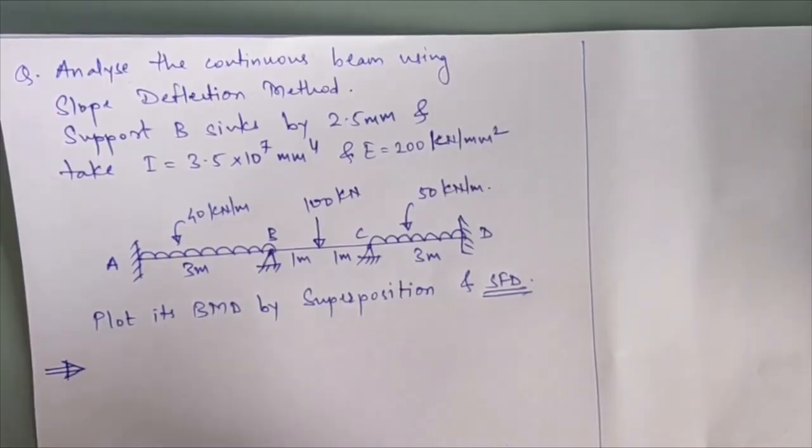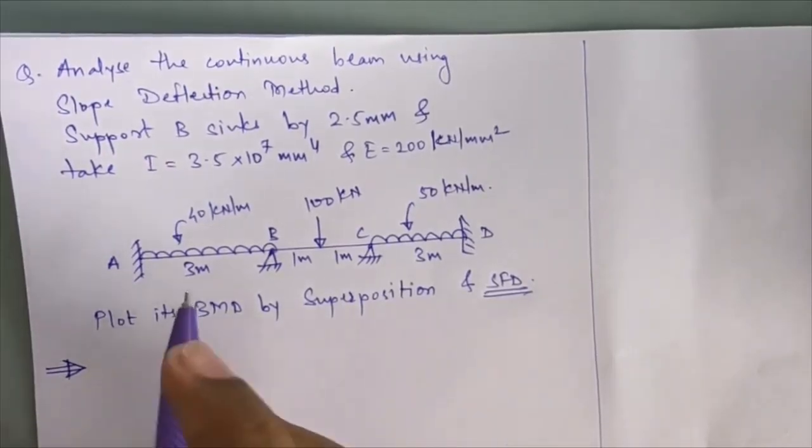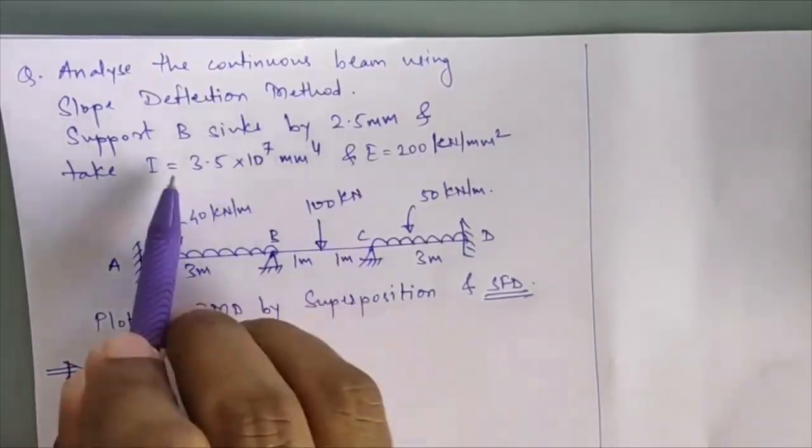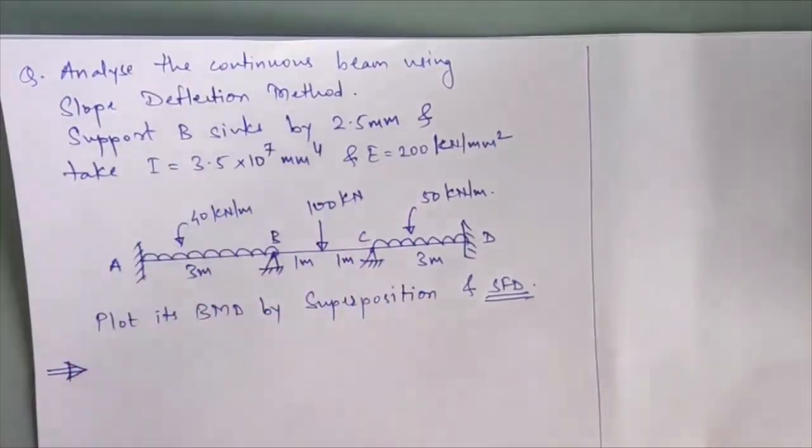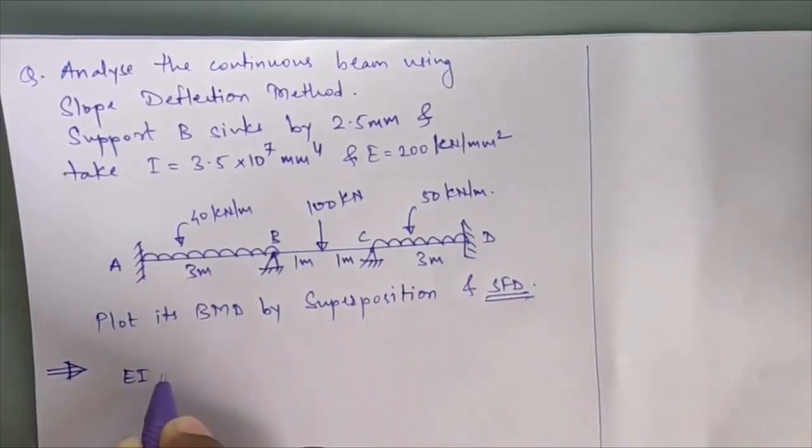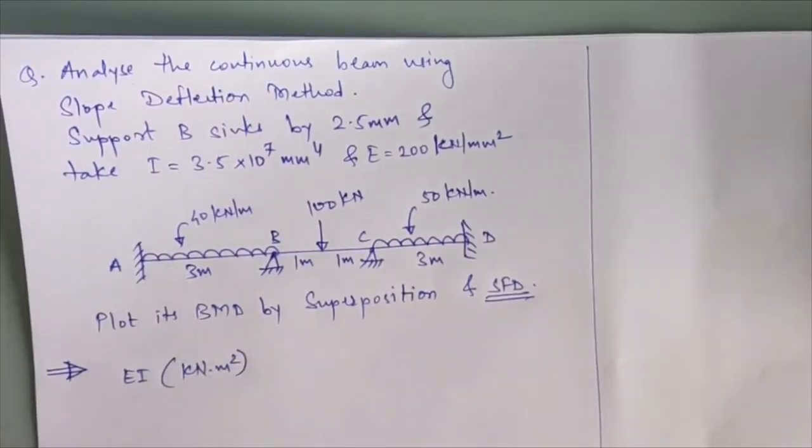So initially I'll make some conversions here, because whatever I value and E value, those are given separately. In the numerical I will require the EI value, so I'll see for that. Whatever EI value that you want, that shall be in kilonewton meter square.